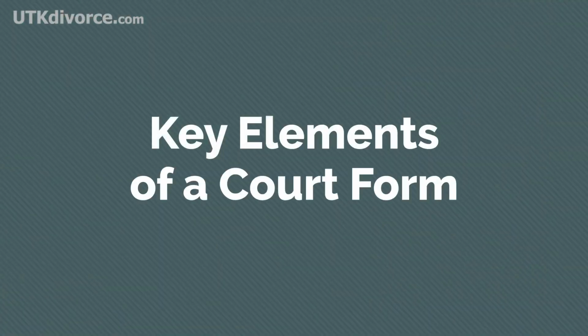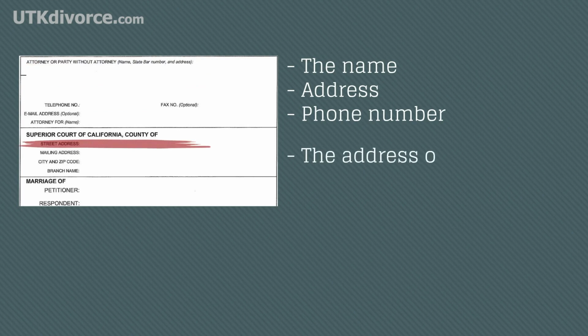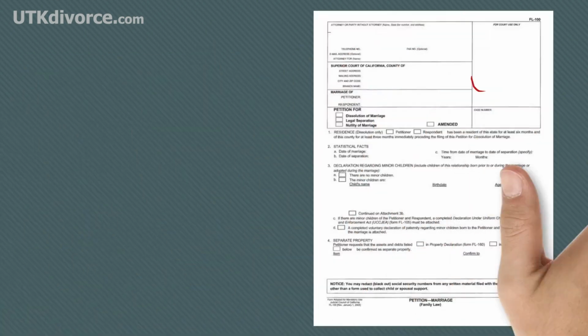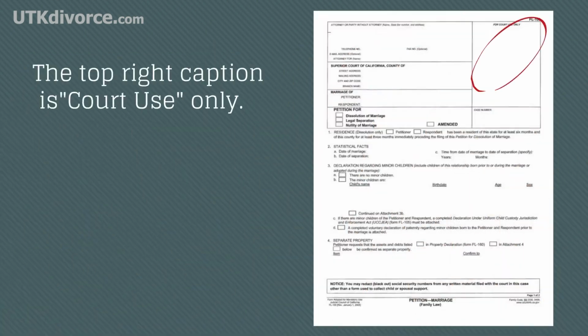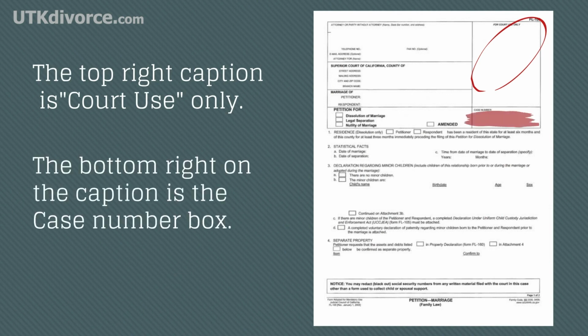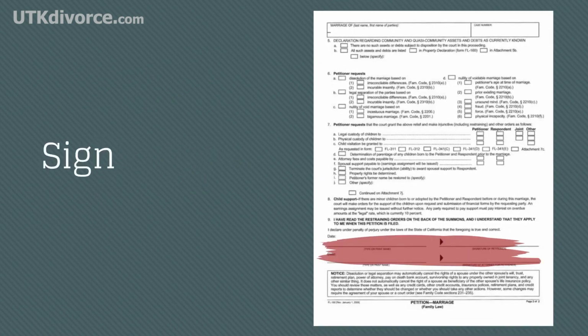Key elements of a court form. The top left caption of a family law form requires the following information: the name, address, and phone number of who is submitting the form, the address of the court where you'll be filing the case, which depends on where you live, and the names of the parties involved in the family law matter, i.e. petitioner and respondent or plaintiff and defendant. The top right caption is the court use stamp filing area. At the bottom right of the caption is the case number box. Then there is the body of the form itself. Finally, at the bottom of the form, there is a signature line and date block where you sign and date.